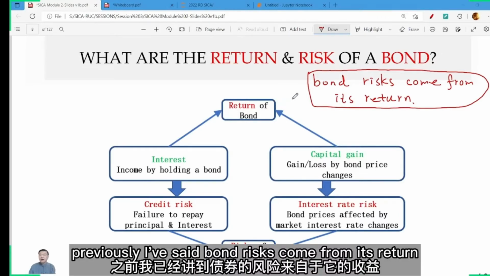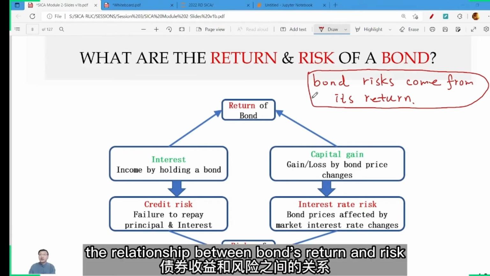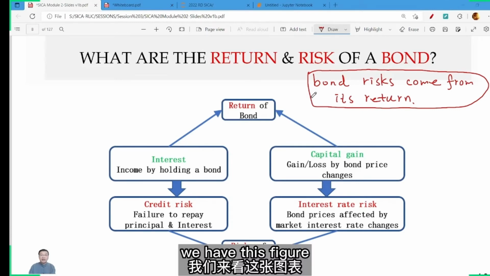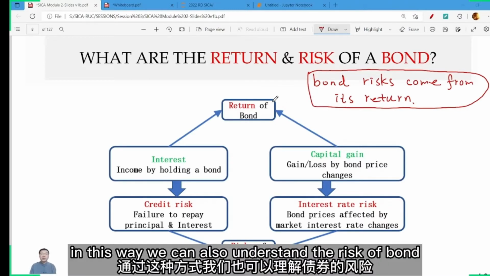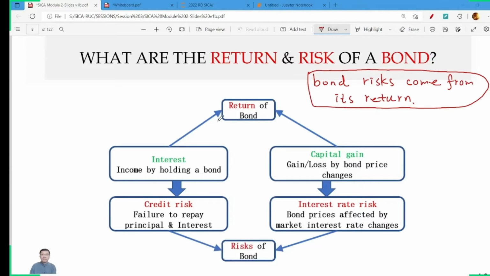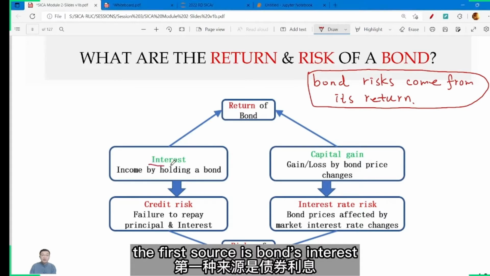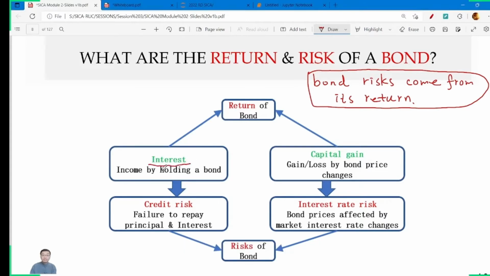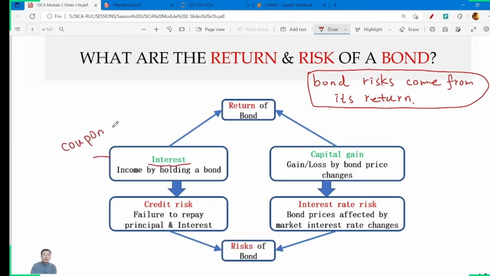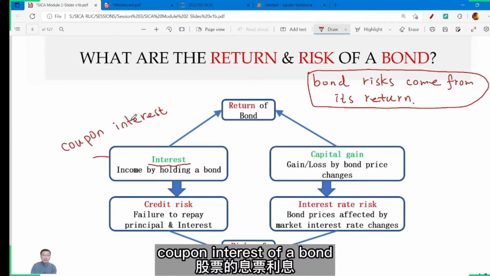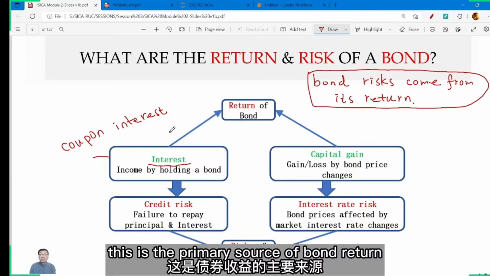Previously, I've said bond risks come from its return. So, in order to understand the relationship between bond return and risk, we have this figure. We start to analyze the return of a bond. In this way, we can also understand the risk of a bond. There are two sources of bond return. The first source is bond interest, which we call coupon interest. This is the primary source of bond return.